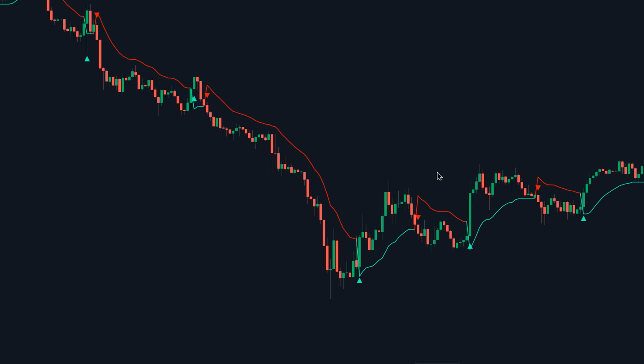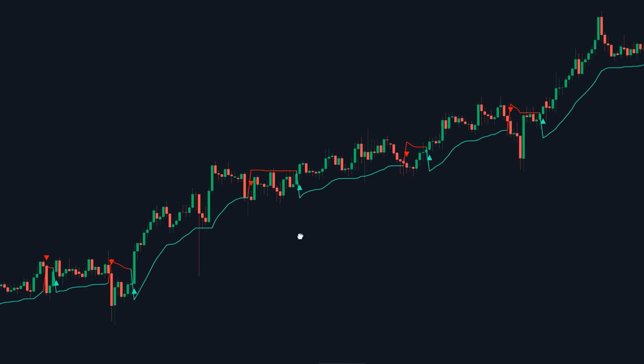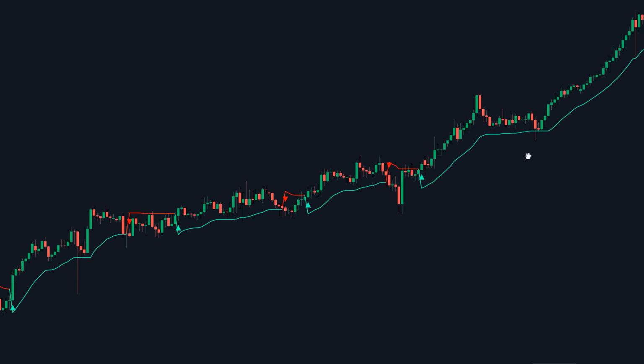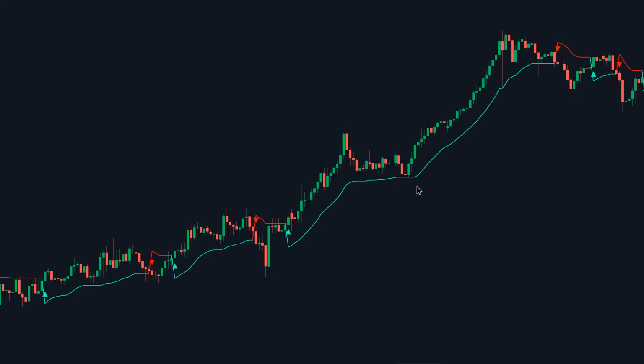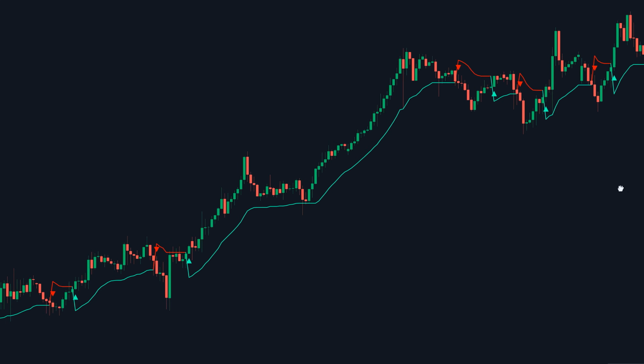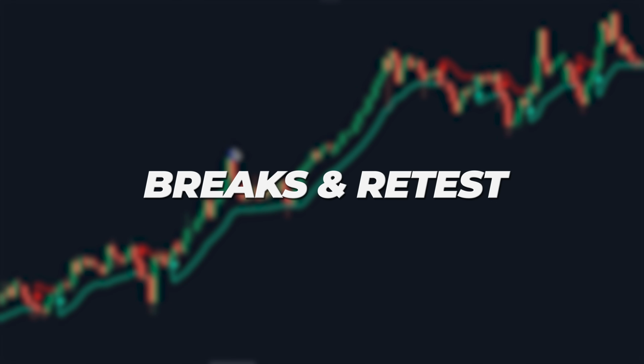Now here comes the most important question, which is, but how can we use this indicator to trade? Well, this is just like the traditional SuperTrend indicator. You can use it to identify the trend. But in order to maximize the potential of this indicator, we're going to add a simple price action concept of breaks and retests to craft a simple strategy.